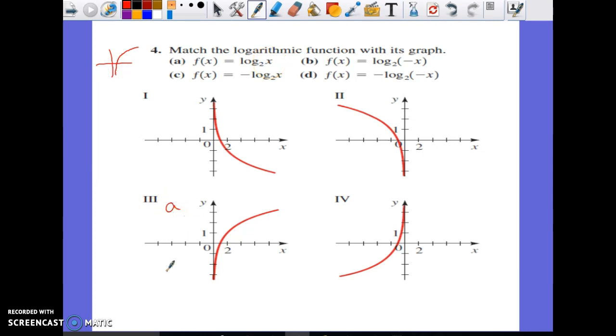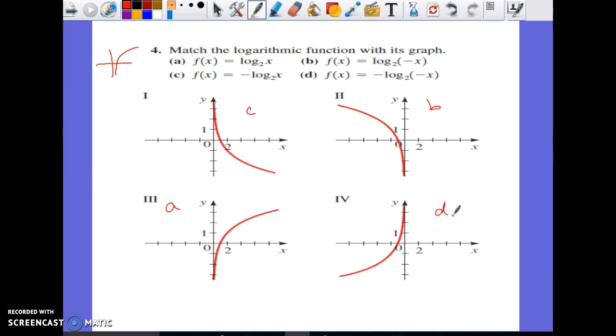Now B, I've got a negative on the inside. That means it's a reflection across y. So I'm looking for something that just kind of went over on the other side of the y-axis, and that's going to be 2. C, now I've got a negative on the outside, that's going to reflect across x, so I'm looking for this flipped upside down, and that's number 1. And the last one, I have both things happening, it's flipped upside down and over.